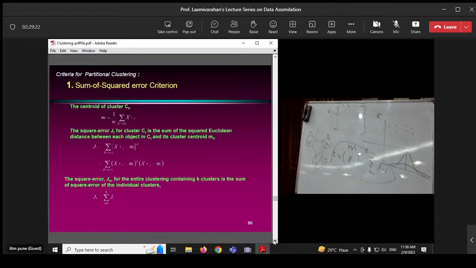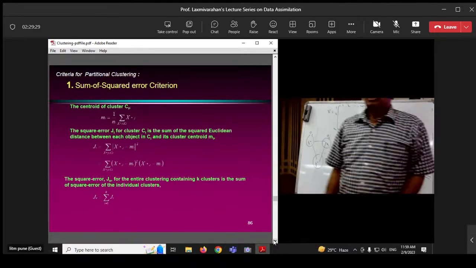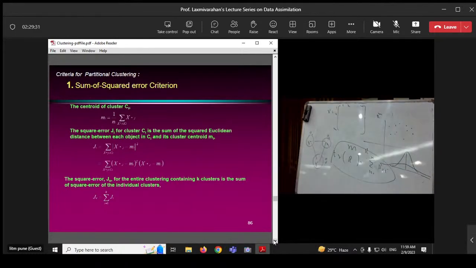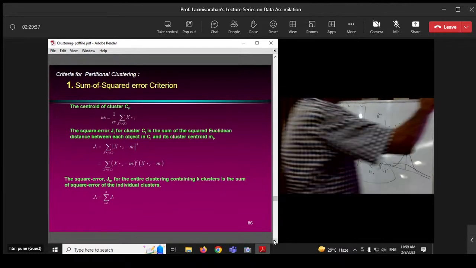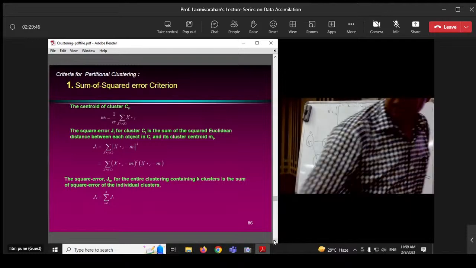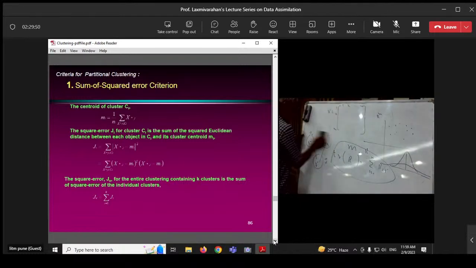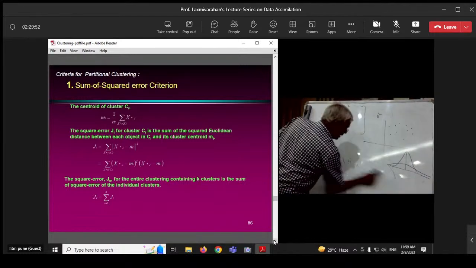So the centroid of the cluster Ci is the average of the vectors of the elements that come in that cluster. So xi's are vectors. So look at this now. X star j is the jth column. I'm looking at X star j belonging to cluster Ci. So it looks a little blurred. So let me tell you what it is, so that you understand what's going on there.